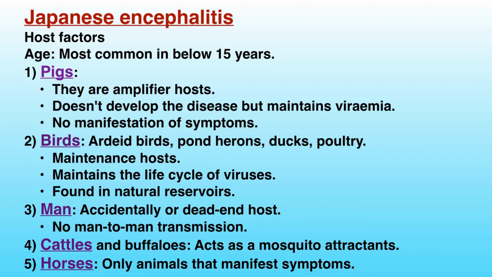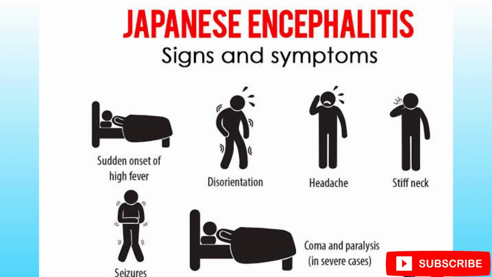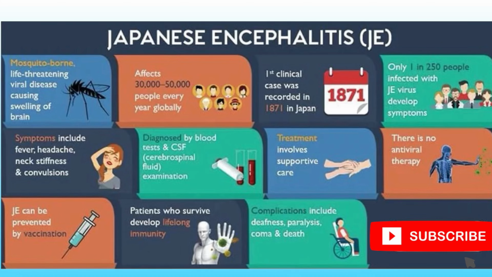Birds are ardeid birds, pond herons, ducks and poultry. Maintenance hosts maintain the life cycle of the virus found in natural reservoirs. Man is an accidental or dead-end host, no man-to-man transmission. Cattle and buffaloes act as mosquito attractants. Horses are the only animals that manifest symptoms. The signs and symptoms of Japanese encephalitis include sudden onset of high fever, disorientation, headache, stiff neck, seizures, coma and paralysis in severe cases. Now let's summarize Japanese encephalitis.